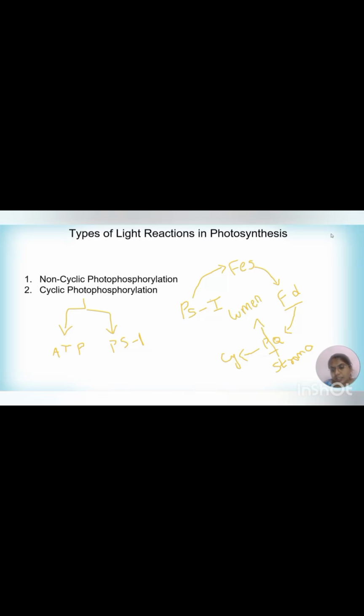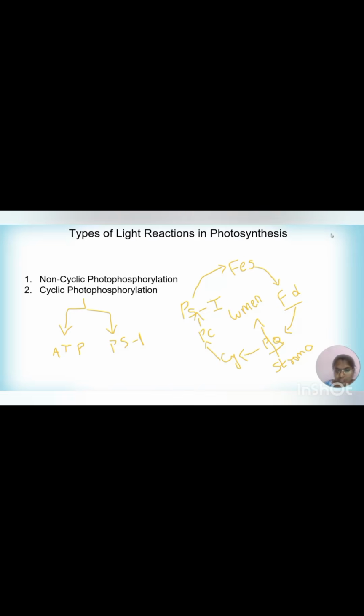So plastoquinone transfers both electrons and protons. Here, plastoquinone transfers the electrons to the cytochrome complex. This cytochrome complex takes the electrons and again transfers them to plastocyanin. So plastocyanin again gives them back to PS1, that is photosystem 1. So this is cyclic photophosphorylation.